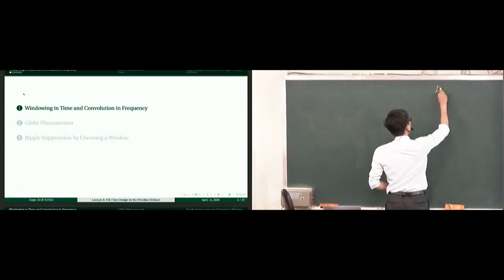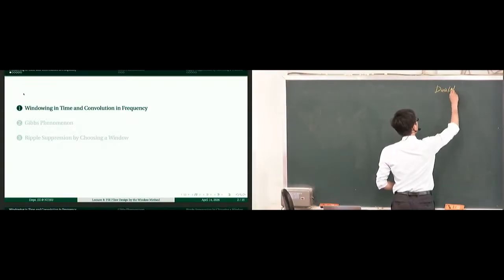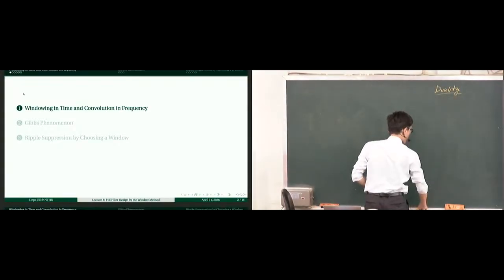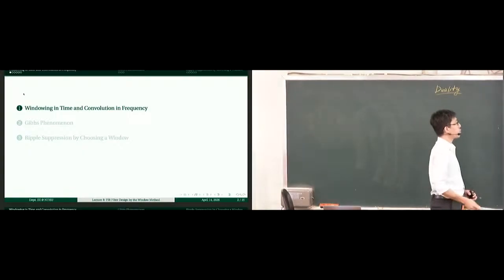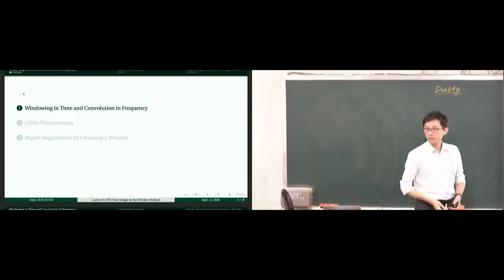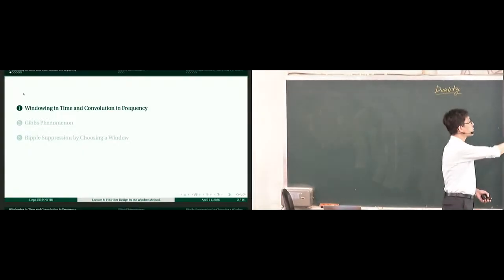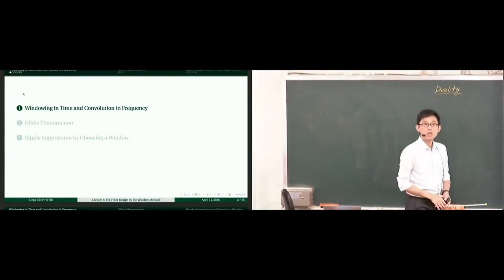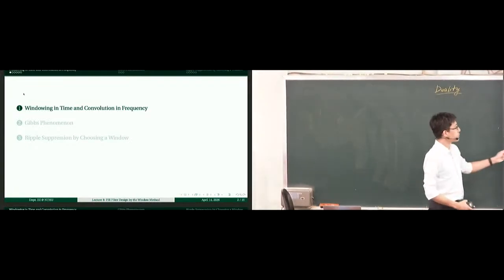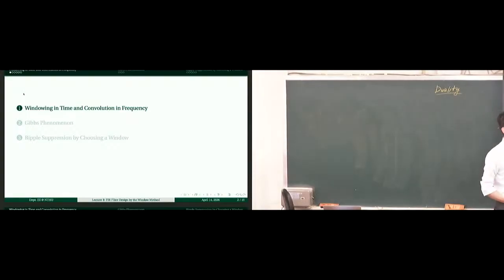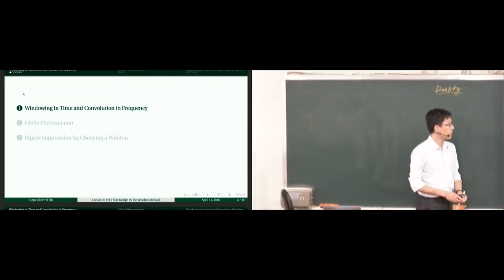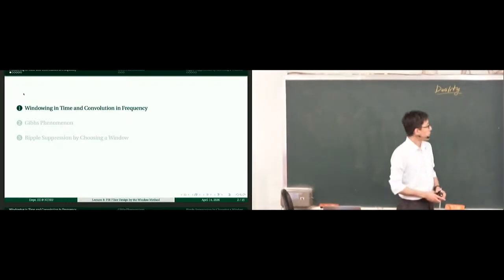The Fourier transform has a lot of duality properties. Because of duality, we expect that windowing, which means multiplication, behaves this way. When we multiply two signals in the time domain, that corresponds to convolution of their frequency responses in the frequency domain. Now we'll see that that's indeed the case.